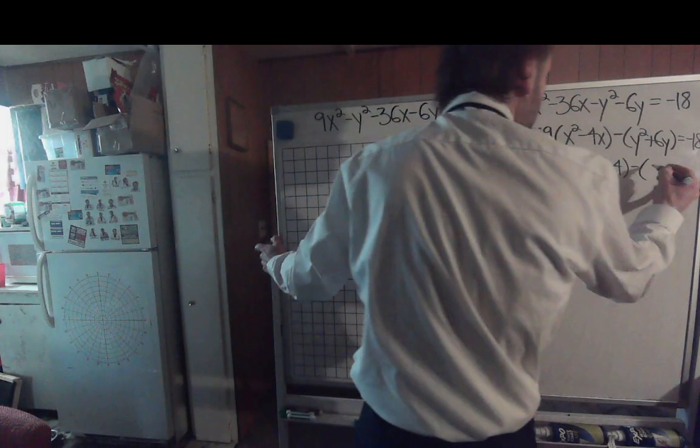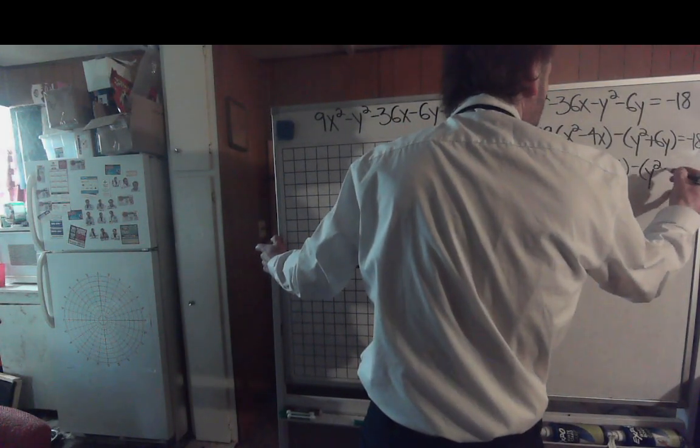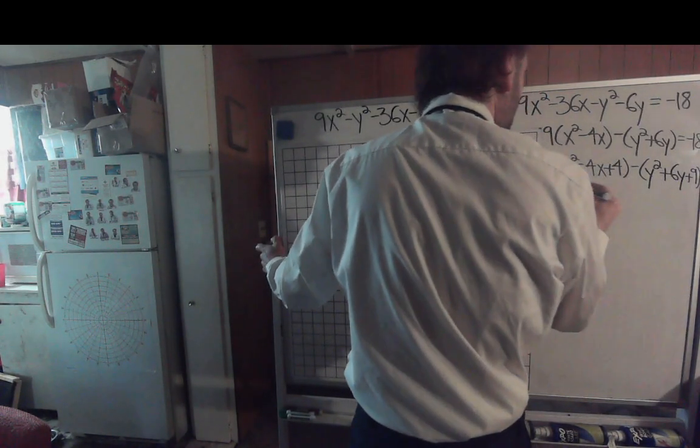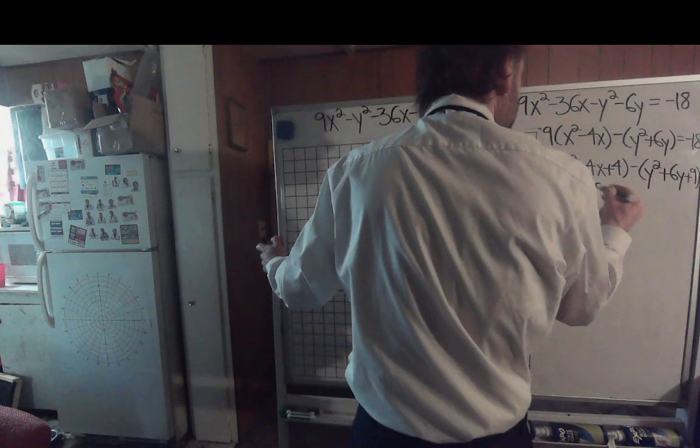Minus your second one. So take y squared plus 6y. Half of 6 is 3. Square that, you get 9. So you'll get y squared plus 6y plus 9. All that equals negative 18.